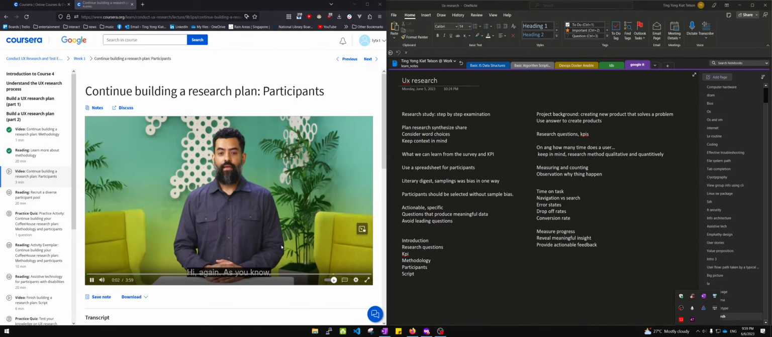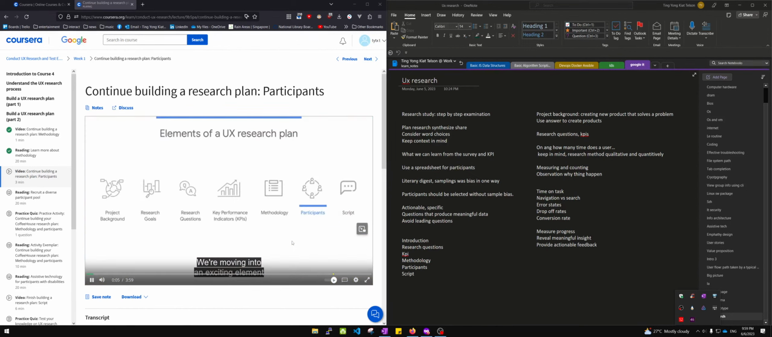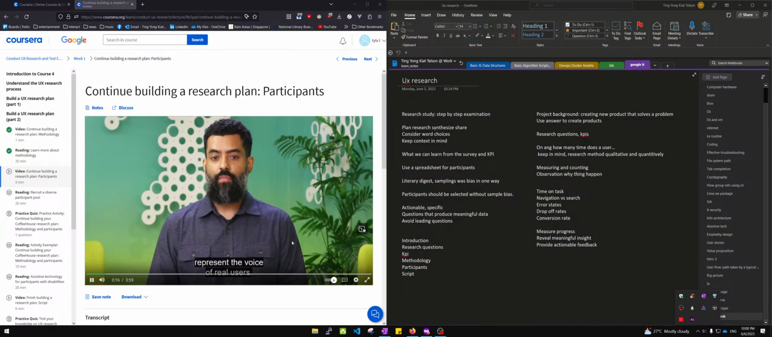Hi again. As you know, the field of UX is all about the user. We're moving into an exciting element of the UX research plan where we focus on the very important people who you will study, your participants. The participants you select represent the voice of real users, so this is an important part of your research plan.